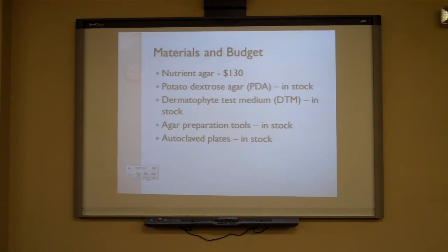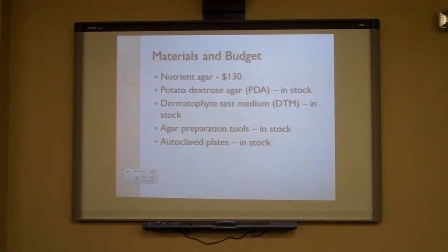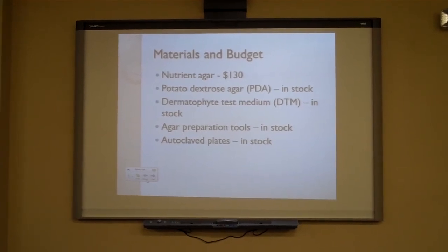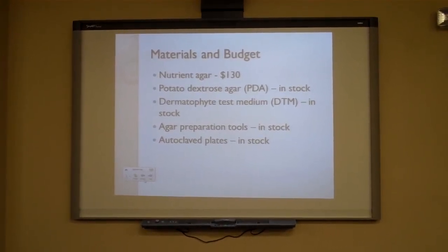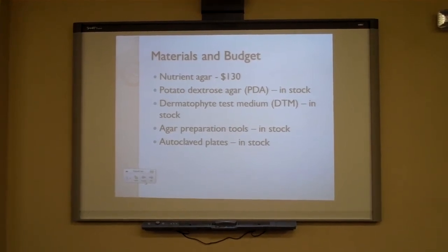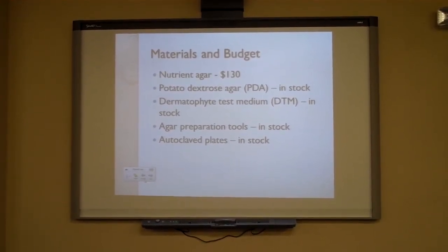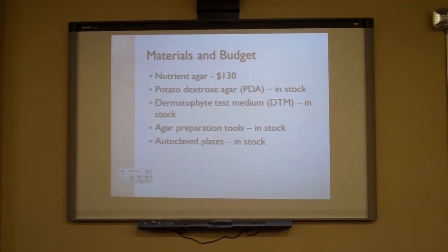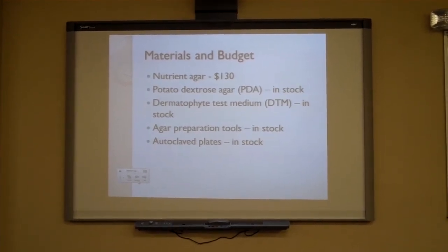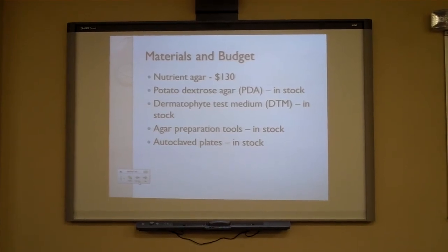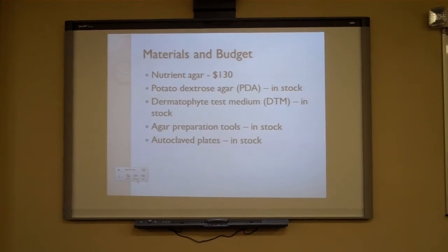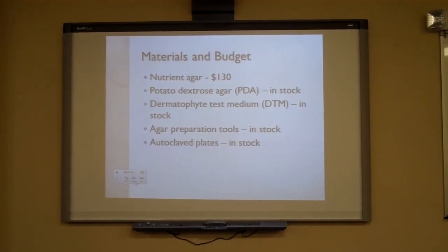For the materials and budget for my project, I need a nutrient agar, potato dextrose agar, and the dermatophyte test medium. The PDA and the DTM are already in stock. The only thing I need is a nutrient agar, and it's well below the budget. The reason I'm using nutrient agar and potato dextrose agar is because those are the common types of agars used to promote growth of dermatophytes. And obviously the agar preparation tools and autoclave plates, as well as plates, sterilized utensils, and gloves are needed. But all of that is in stock.